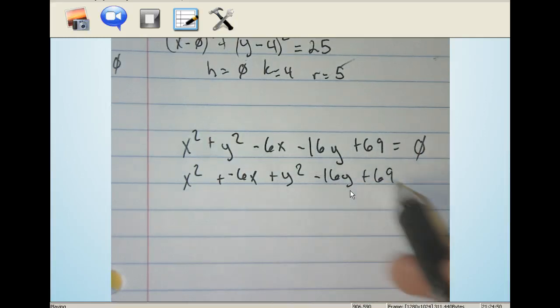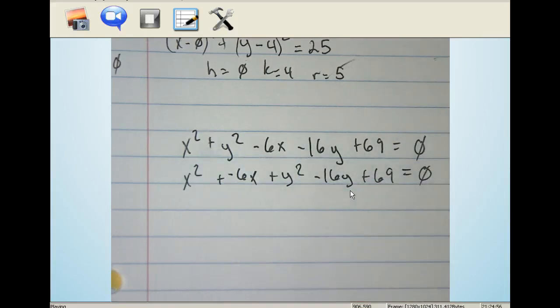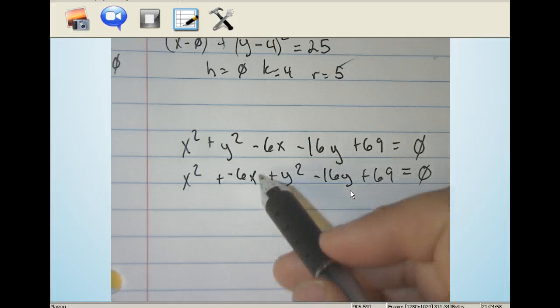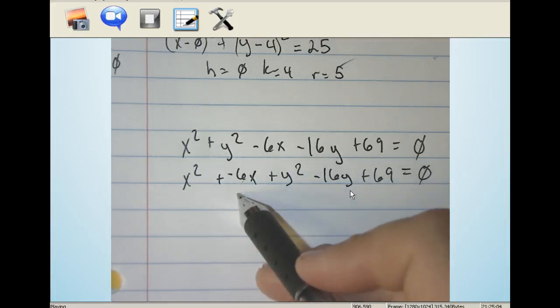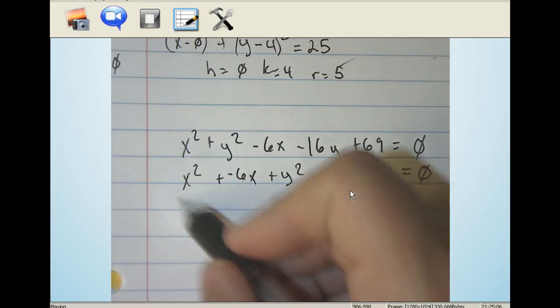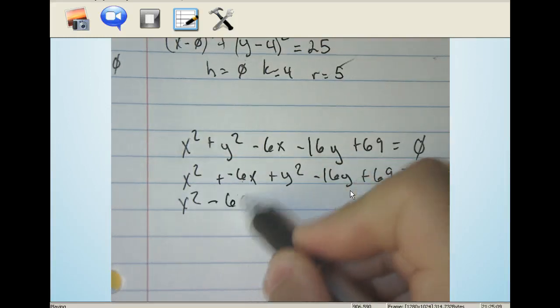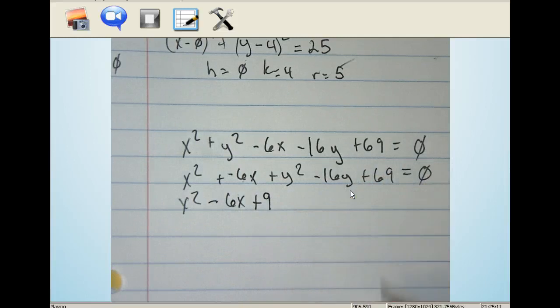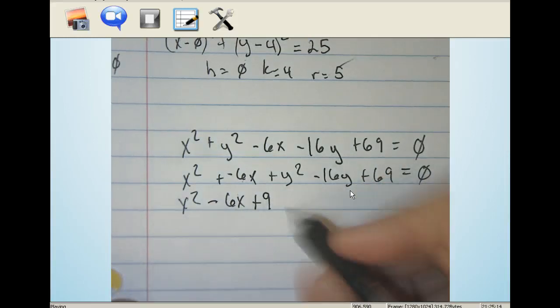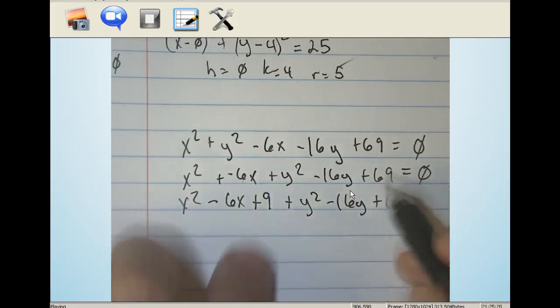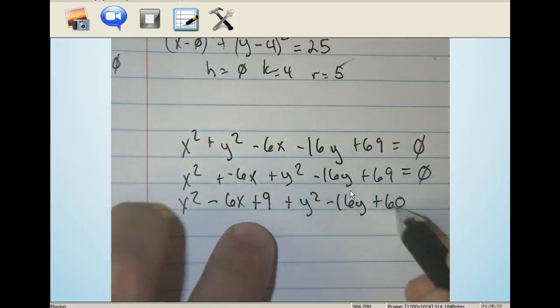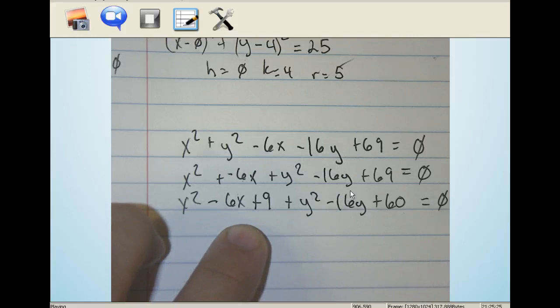Okay, so now what we need to do is figure out how we can set this up into trinomials so that we can factor them. So we know that what we're going to need here is we cut this in half from 6. Negative 6 is going to be negative 3, and then we square that, which is 9. So we have x squared minus 6x plus 9. Now I'm going to take that from here so that what's left is y squared minus 16y plus 60. So what I did was I put 9 here and 60 there, but that's still adding 69, so I haven't changed anything.